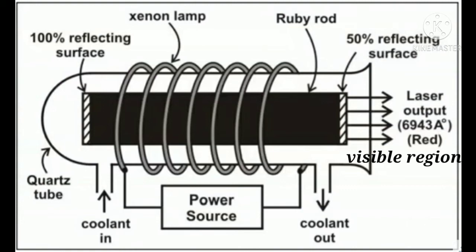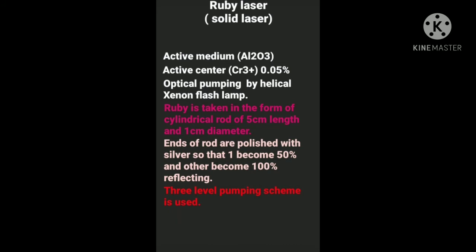in the visible region. You can see that all the previous lectures we have covered are making sense here. Like in the lecture on the optical resonator, I told you how the 50% reflecting surface helps in the laser output. Here you can see the laser output is red in color, which lies in our visible region. The pumping scheme used in ruby laser is the 3 level pumping scheme. For better understanding you can watch the previous video on pumping schemes, so you can have a better understanding of this lecture.